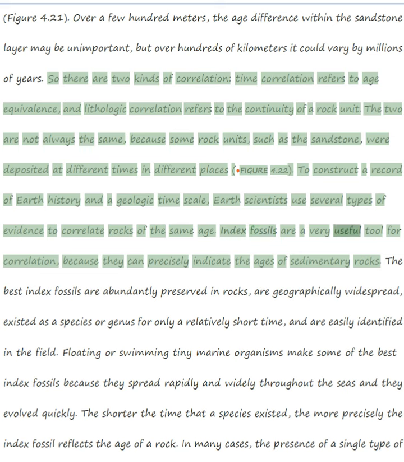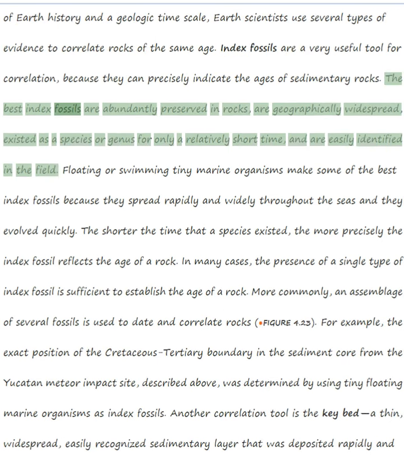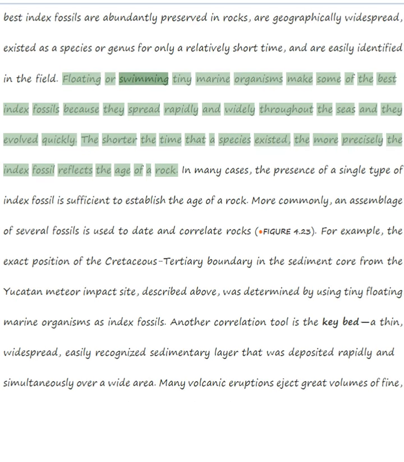Index fossils are a very useful tool for correlation, because they can precisely indicate the ages of sedimentary rocks. The best index fossils are abundantly preserved in rocks, are geographically widespread, existed as a species or genus for only a relatively short time, and are easily identified in the field. Floating or swimming tiny marine organisms make some of the best index fossils because they spread rapidly and widely throughout the seas and they evolved quickly. The shorter the time that a species existed, the more precisely the index fossil reflects the age of a rock.